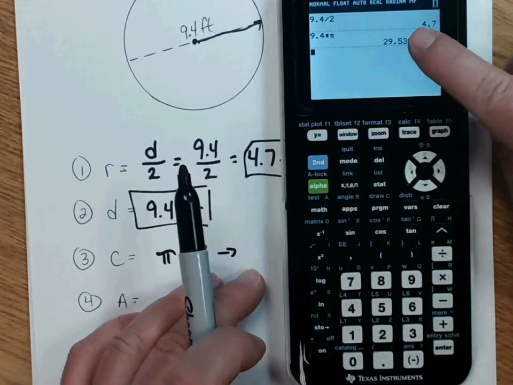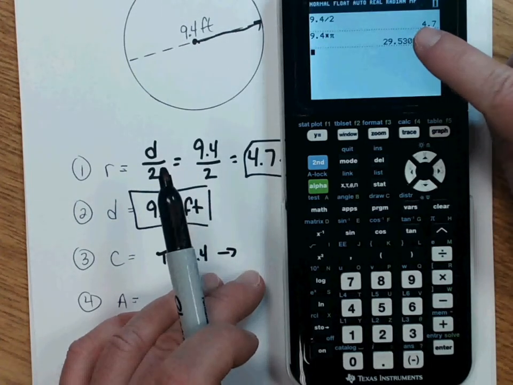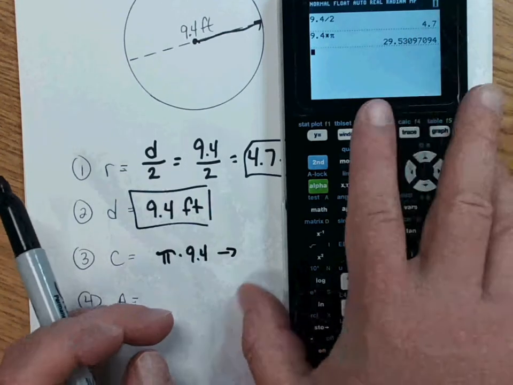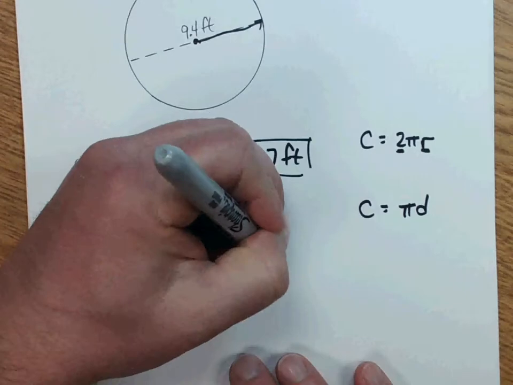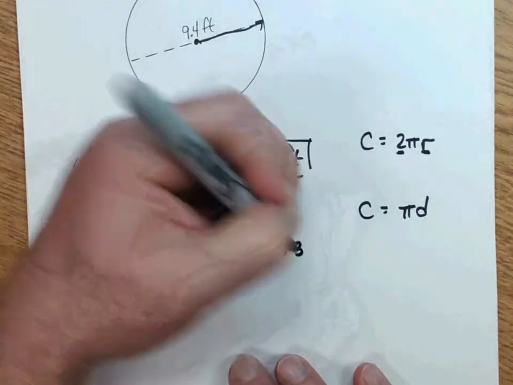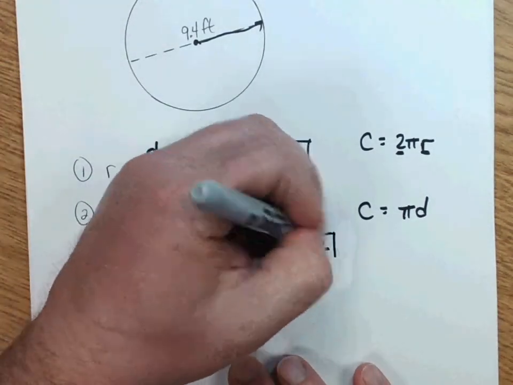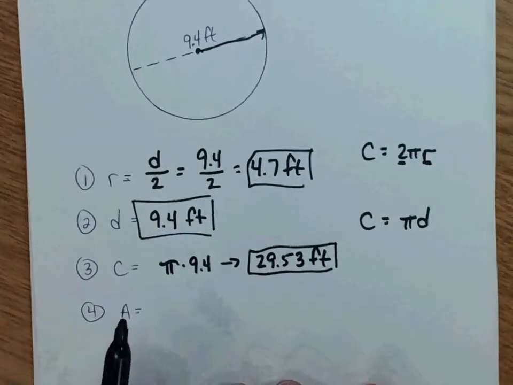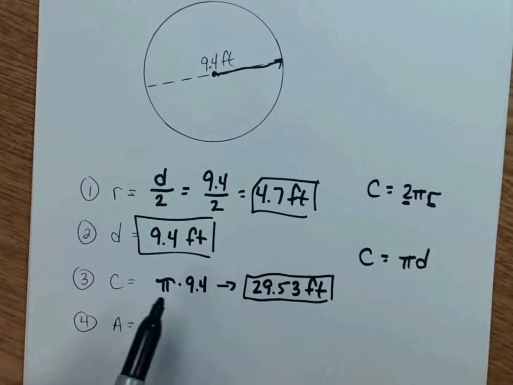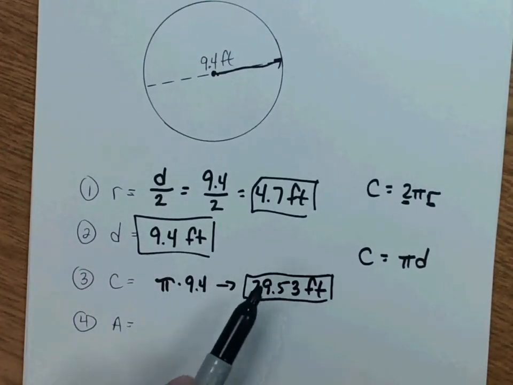And my answer, I'm rounding to the nearest hundredth. Remember, the nearest hundredth is 2 decimal places. The one behind that is a 0, so it's definitely 29.53. Remember, circumference is the perimeter of a circle, the distance around a circle. So it's linear feet.